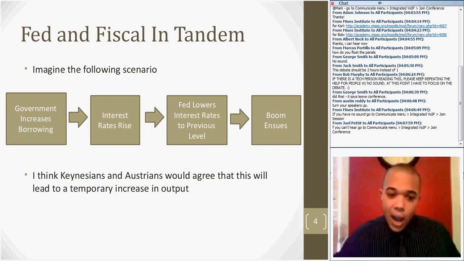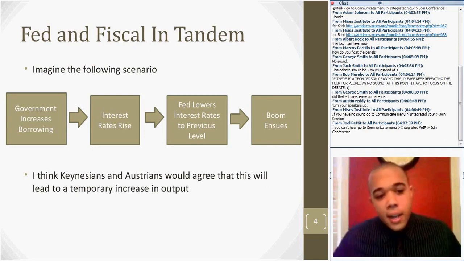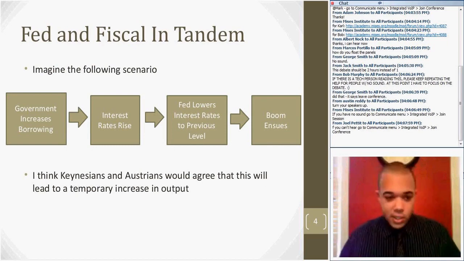What I'm going to focus on is, okay, so how would this work? How is it possible that the government increasing borrowing at least would cause the economy to grow? And so I'm saying, let's imagine this scenario. The government increases borrowing. The government runs up a lot of debt. The natural thing we would expect is for interest rates to rise, so the interest rate on treasury bills to rise, right? Then the Federal Reserve intervenes to lower interest rates to the previous level, and a boom ensues.